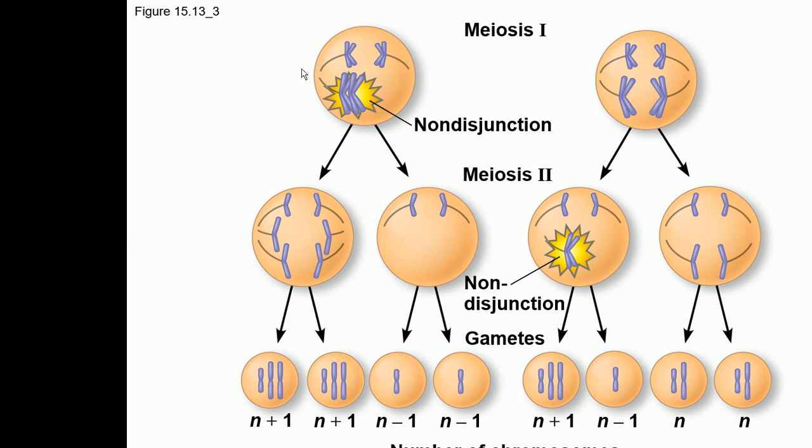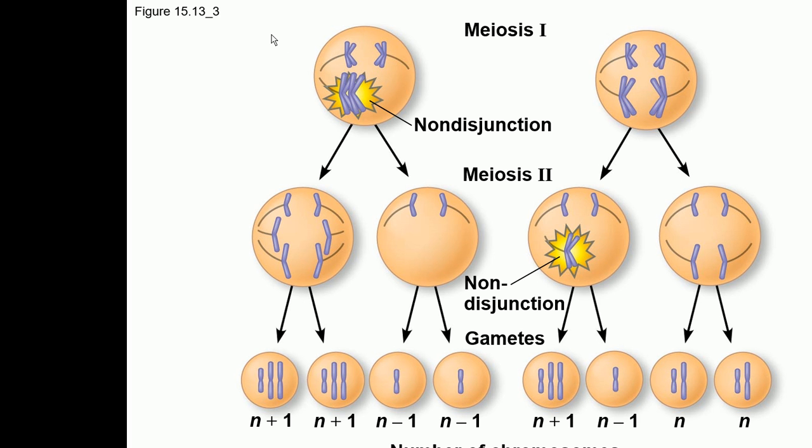After meiosis 1, two cells are going to be formed. One cell will have two chromosomes, and another will have 3 chromosomes. These chromosomes are not separating here, and as a result, this cell will have 3 duplicated chromosomes, and this cell will have only 1 chromosome. So this cell will have 3, this will have 1.